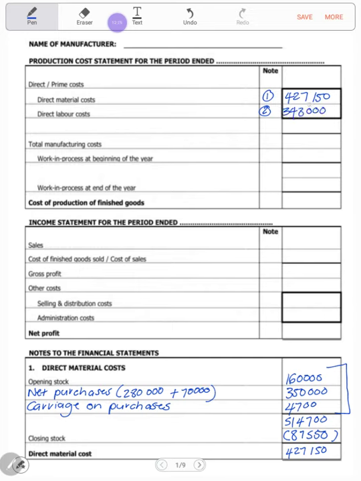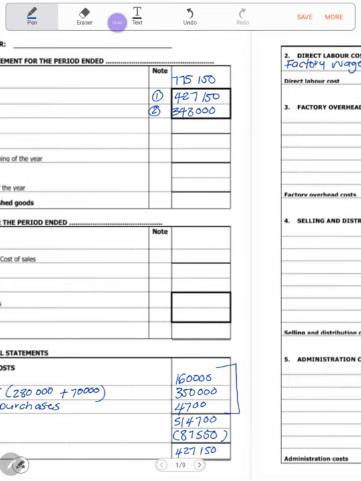Now remember, ladies and gentlemen, how do I get direct costs or prime costs? You're going to take the values of your direct material costs and your direct labor costs and add those two together in order to get prime costs. So 427,150 plus 348,000, I should get prime costs of 775,150 Rand. Okay, moving along.